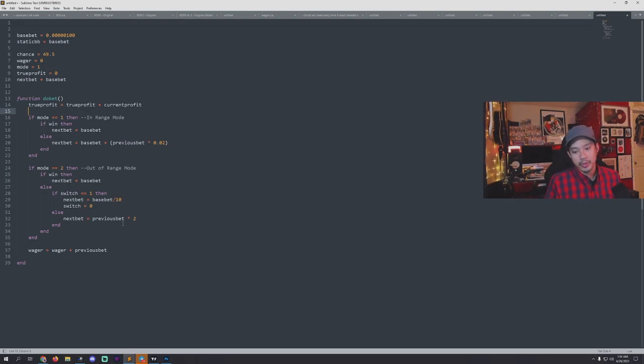So now we have a thing where we have mode 1, mode 2. It looks great. The problem is now, when do we tell it to go to mode 1 or mode 2?